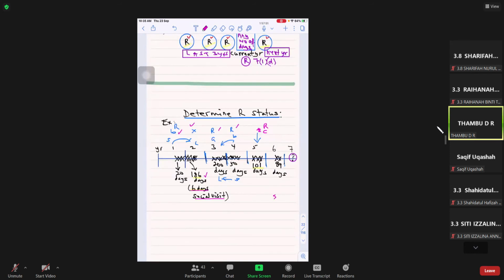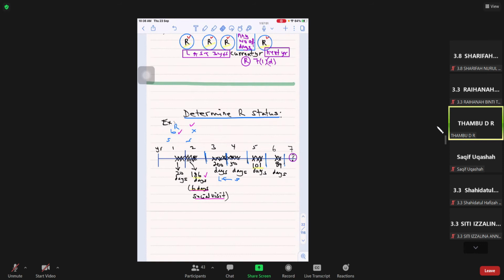What about this one? This one, in order to be a resident, the next year must be a resident. We don't know yet. But last 3 years, 1, 2, 3, last 3 years, okay. So until next year comes, year 6, you cannot qualify it as a resident.